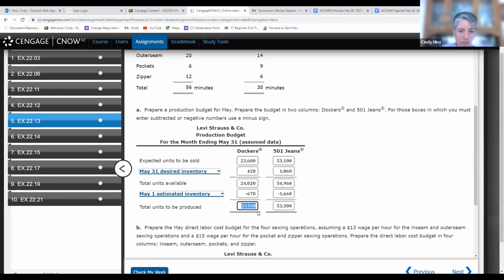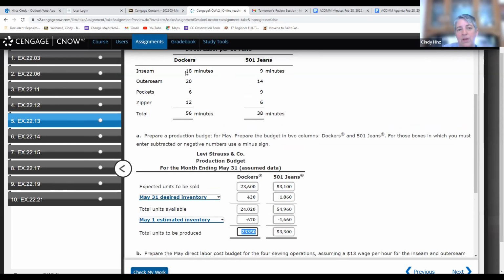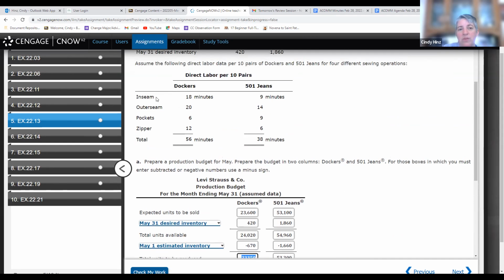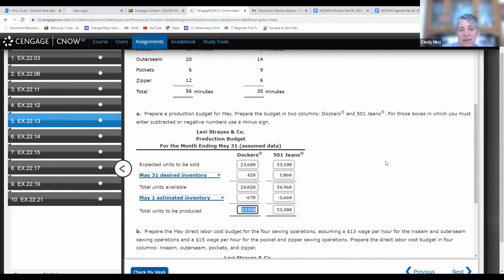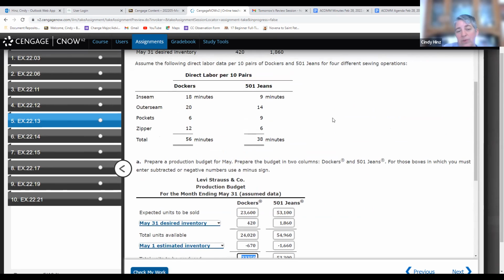And so for Dockers, for example, we're going to produce 2,335 10-pair units. And then we can simply take that number and multiply by each one of the direct labor sources here. There's 4 separate sewing operations that need to be performed. If each one of those had a separate price, it would be critical that we keep it separate. If each one of these is performed by the same individual, and so the cost per hour would be the same, then in a simpler version, we could just use this 56 minutes.